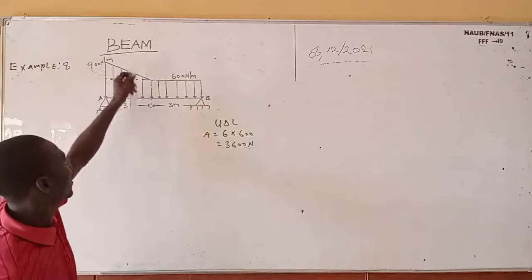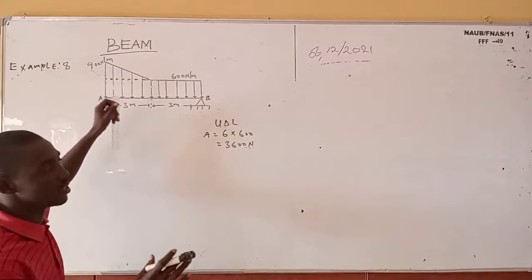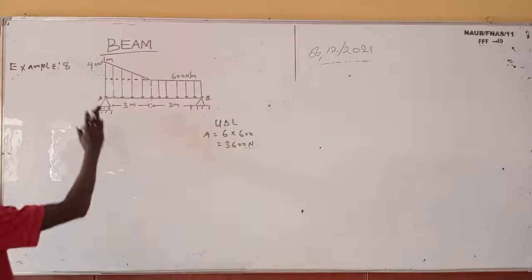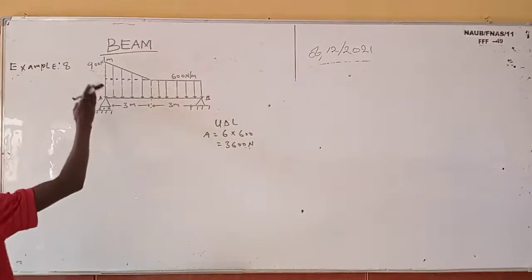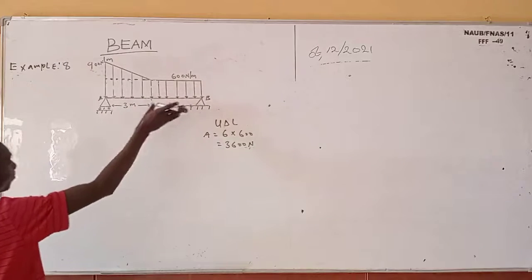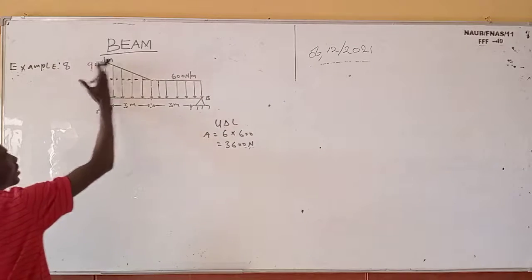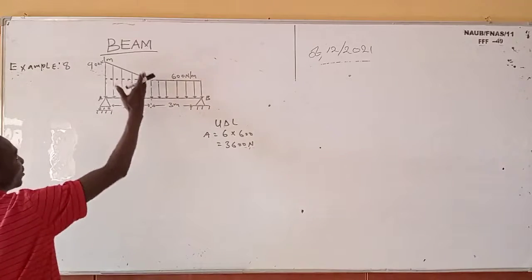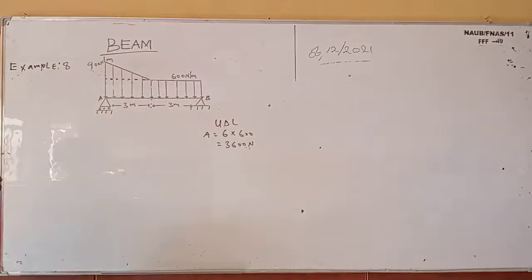And don't forget, anytime you convert a uniform distributed load to a point load, it's going to act at the center of the beam. Do you understand? It's going to act at the center of the length of the beam. You see, it's running from here to here, and the length is 6. It means it's going to act at the middle point. Do you get that?